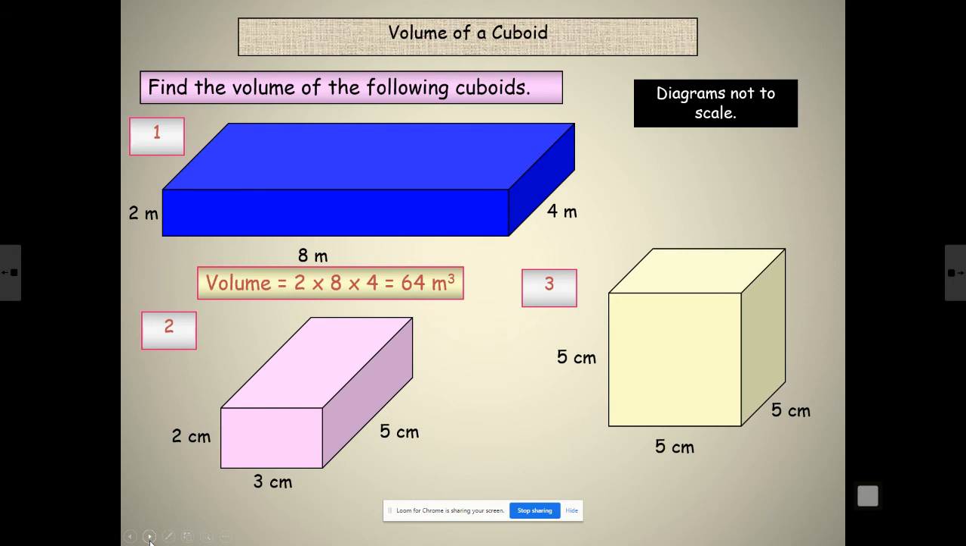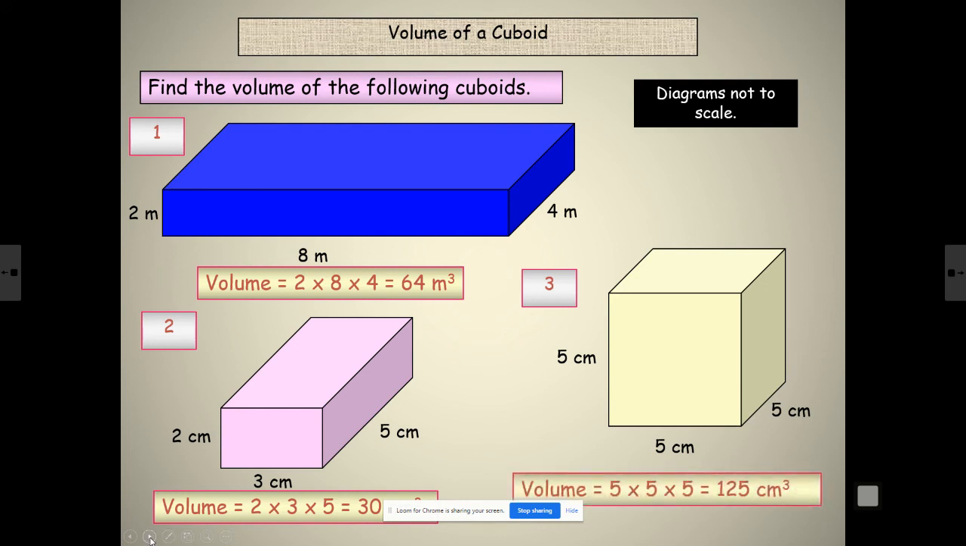Pause and have a go at the second and third if you can, and replay when you're ready. Right, so the second one is 2 times 3 times 5, which gives us 30 cubed centimeters. And then the final one would be 5 times 5 times 5, which is 125 centimeters cubed, or cubed centimeters. And there we have it. So that is how you work out the volume of a cuboid.